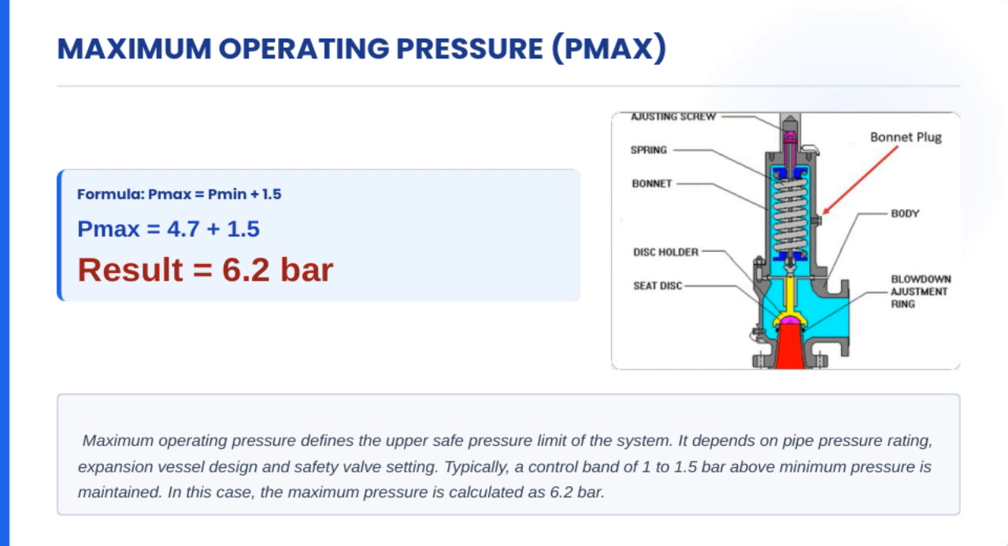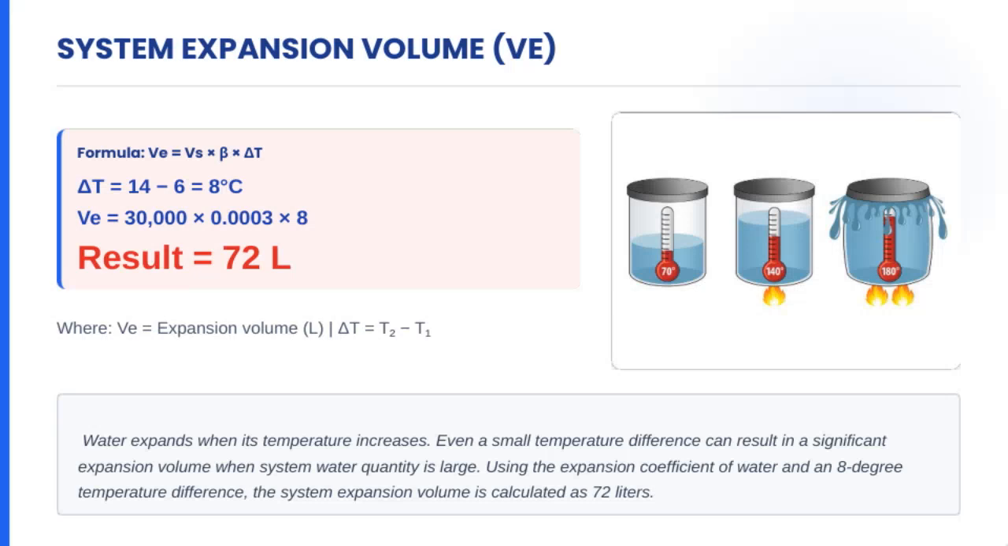The maximum operating pressure is really important because it defines the upper safe pressure limit for the system. It depends on several factors, including the pressure rating of the pipes, the design of the expansion vessel, and the safety valve settings. Typically, we maintain a control band of about 1 to 1.5 bar above the minimum pressure to ensure safe operation without risking damage or failure. In this case, the calculated maximum pressure of 6.2 bar helps us stay within those safe limits and keep the system functioning reliably. Let's take a closer look at the system expansion volume, or VE.